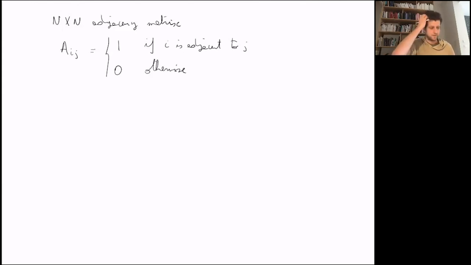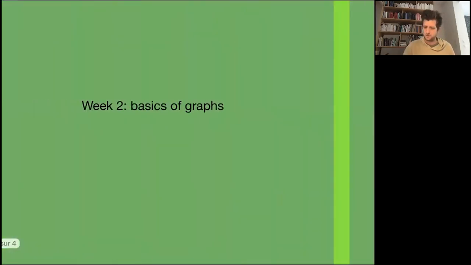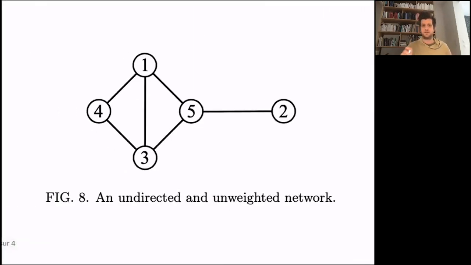Okay? So here, let's just take a small example. This is a very simple example. We have a graph where the number of nodes is equal to 5. The number of edges is equal to 1, 2, 3, 4, 5, 6. Okay. So it means the adjacency matrix is going to be a 5 times 5 matrix.